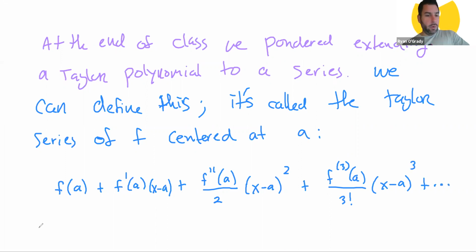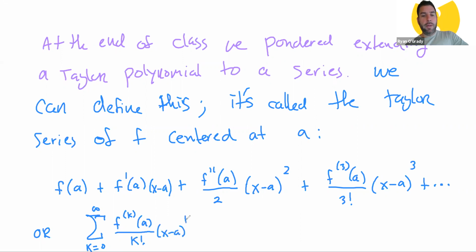Or if you want to be real cute and show your skills, you can write it in sigma notation, which will scare the heck out of almost everybody on the planet. k goes from 0 to infinity of the kth derivative evaluated at a over k factorial times x minus a to the power k. Yikes.